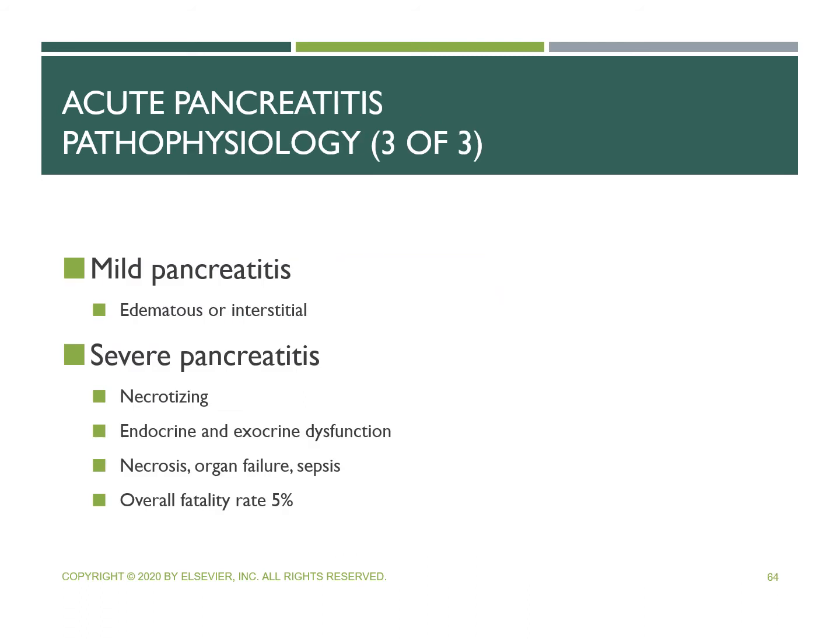There are levels of pancreatitis. You could have mild or you could have severe. Severe pancreatitis can be necrotizing. It can cause organ failure, sepsis. You could have endocrine and exocrine dysfunction. The overall fatality rate is about 5%, which has decreased significantly over the past years.